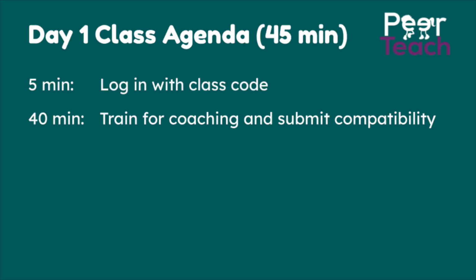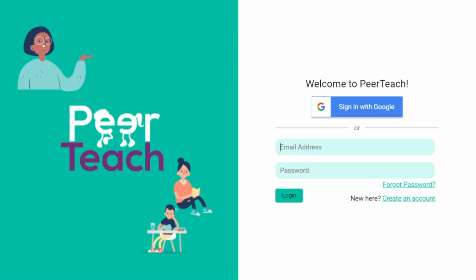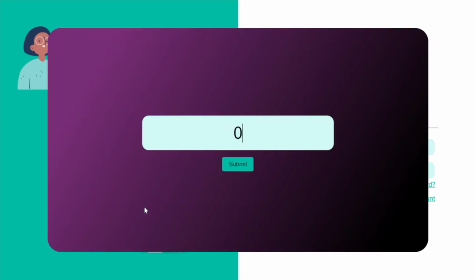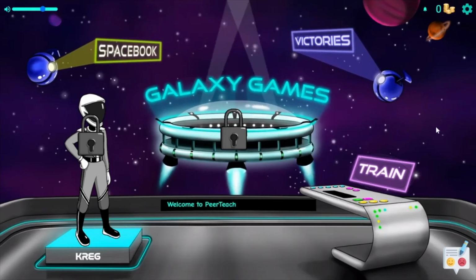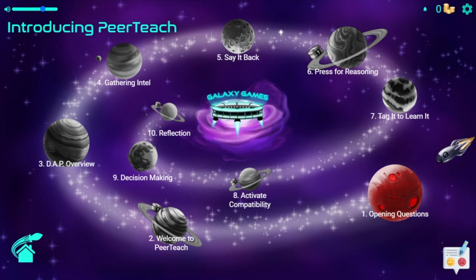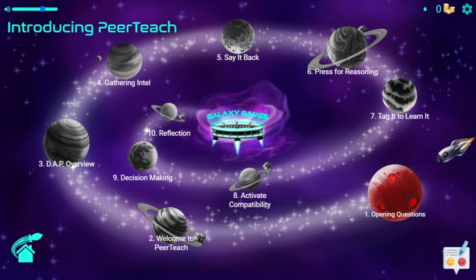You should block off about 45 minutes of class time to introduce PeerTeach. Almost all of this time will be spent taking our training modules. Students visit app.peerteach.org, log in with Google, and enter their class code. They can immediately get started by clicking Train. There are 10 levels of the initial PeerTeach training that take about 40 minutes in total.